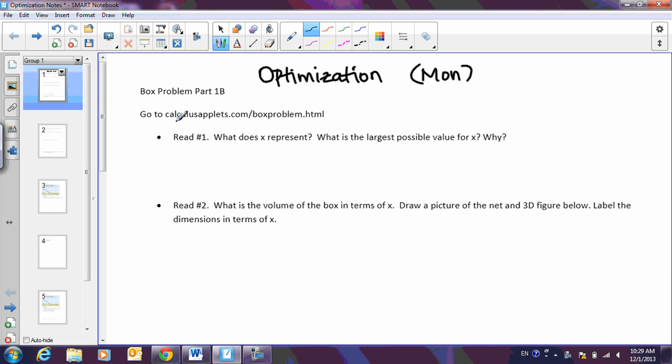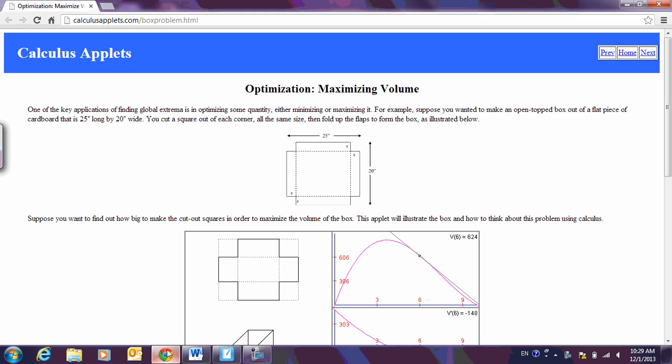Okay, so what they did in class was they first went to this website, which I'm going to pull up here. If you just type this in, you could get to this website. Also, all these links are on my Implied site as well.